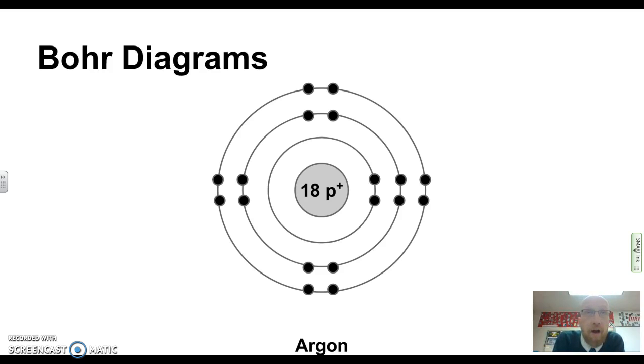And so if you have nitrogen with 7 electrons, you have 7 protons in the middle, and you're just going to stop putting dots on when you get to the 7th electron. If you have magnesium with 12 protons, you're going to keep putting electron dots on there until you get to the 12th one, and then you're done, and you just call it a day.